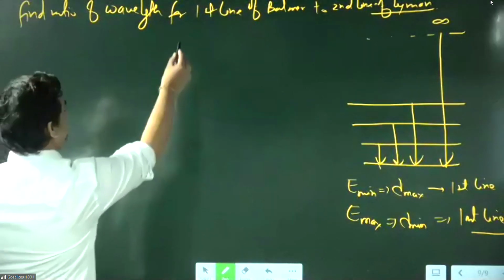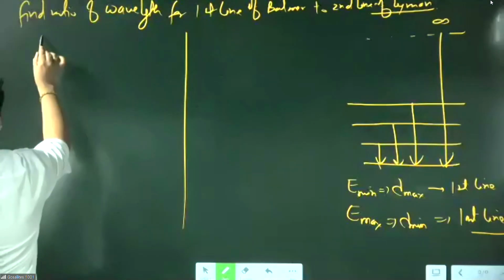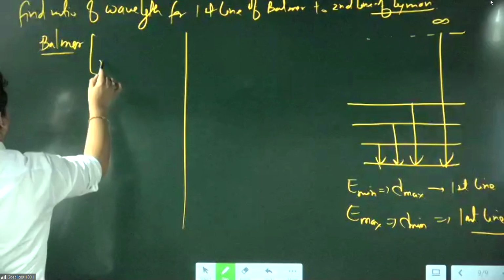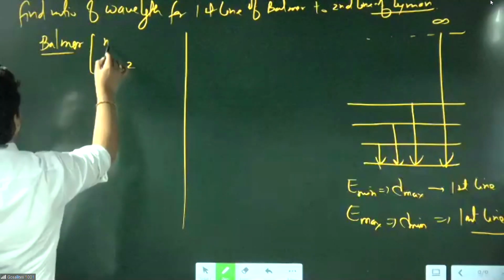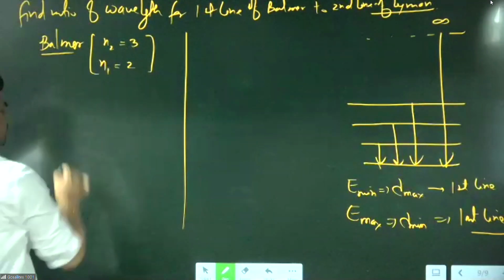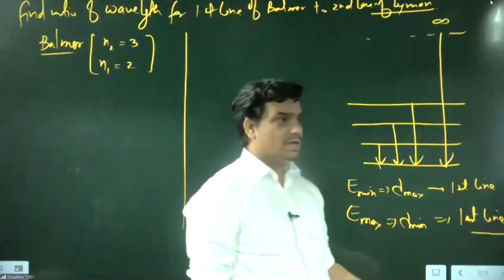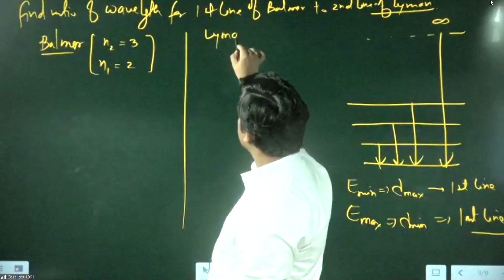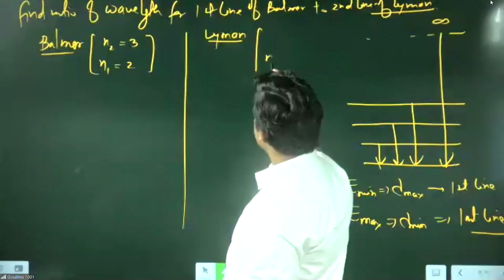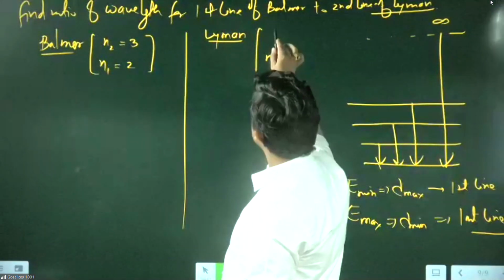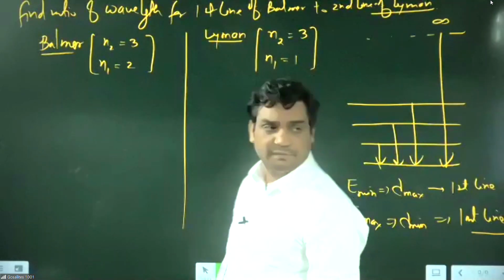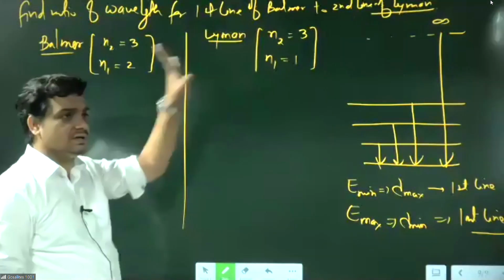So in this one, we take the first line of Balmer. For Balmer, I am talking about the first line, so n1 should be 2 and n2 should be how much? 3. Okay, for the first line. And for the second line of Lyman, n1 should be 1, and I am talking about the second line, so n2 should be how much? 3. Okay, n2 should be 3 here.